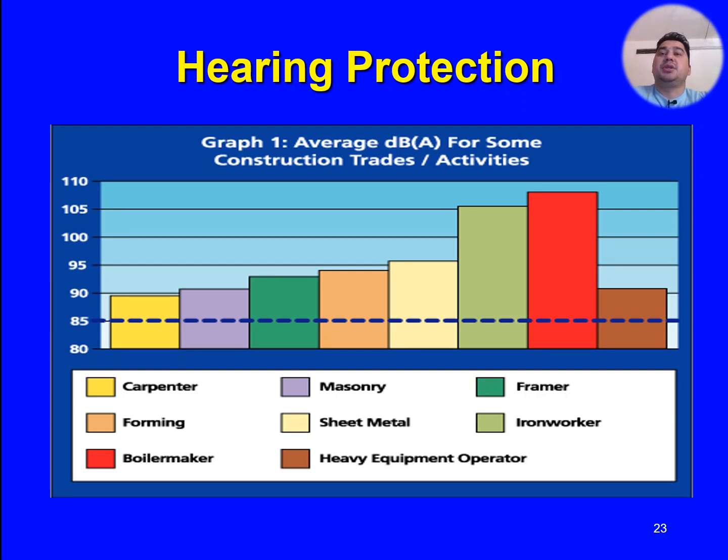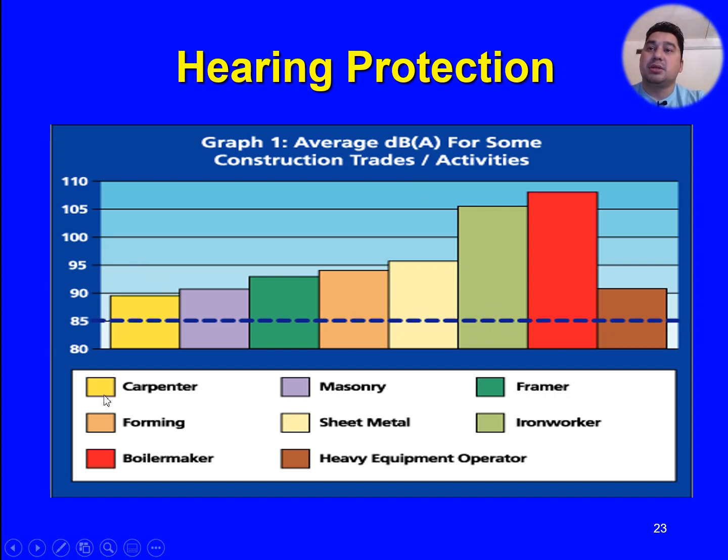Now the hearing protection. How can we choose the hearing protection? Now, the graph shows average dBA for some construction trades and activities. As we know, as per OSHA, the acceptable limit of noise is 85 dB.